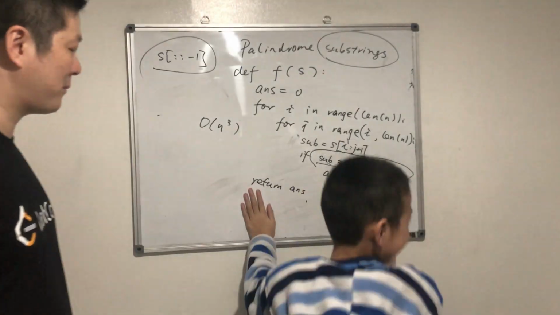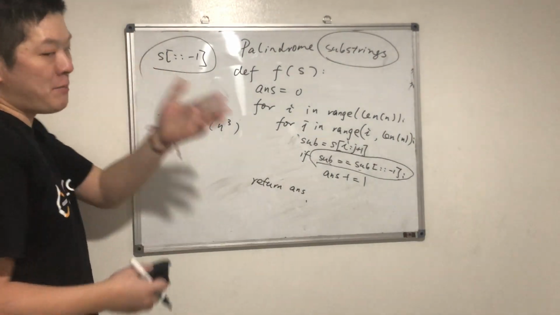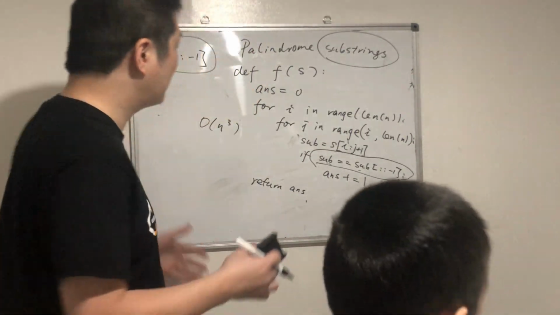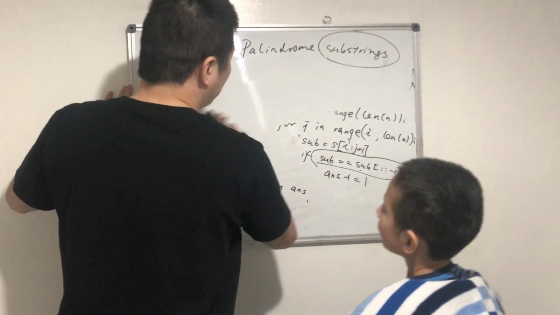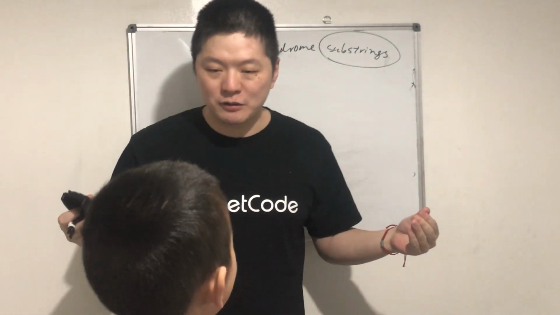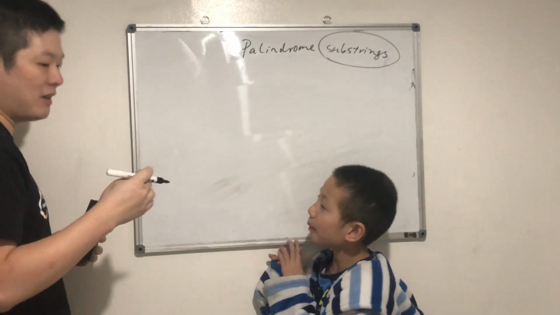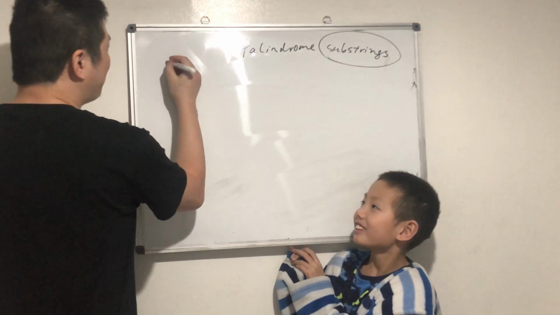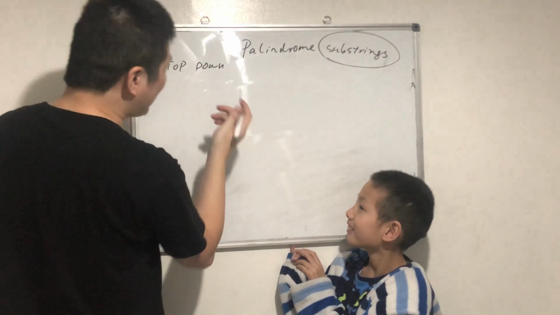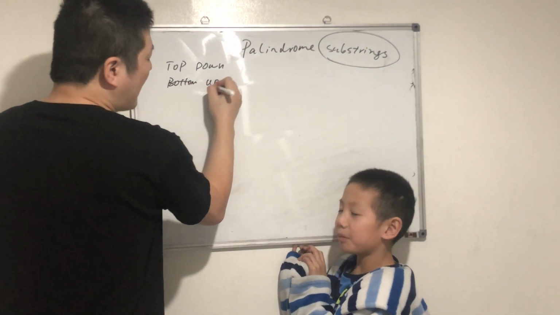Dynamic programming. How can we do it? Memoization. So how many kinds of dynamic programming do we have? Top down and bottom up. Top down is memoization with recursion, and then bottom up.